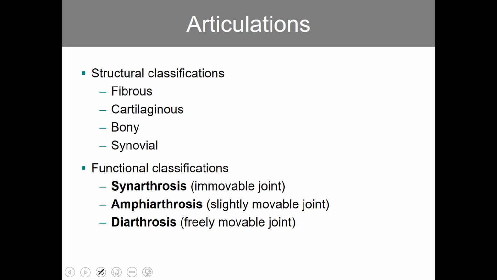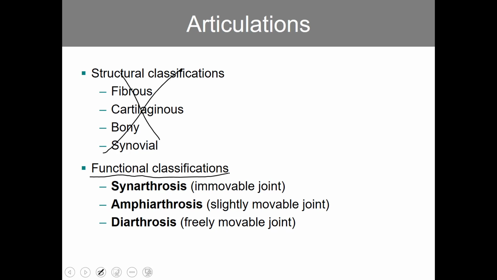Structural classifications include looking at the histology of the joint. We have fibrous joints and cartilaginous and bony and synovial. And while this is an adequate way of classifying, we are not going to focus on structural classification, but we're going to look at functional classification.